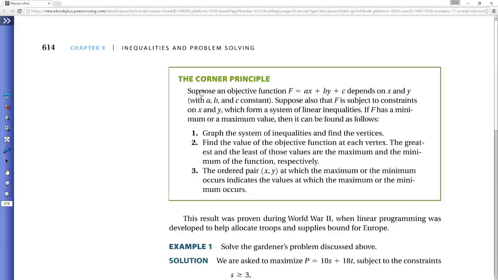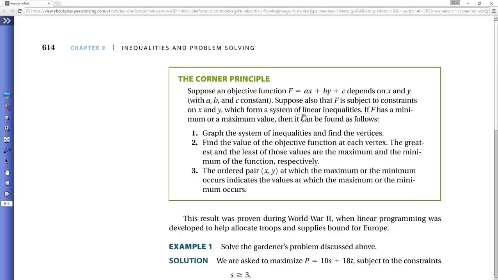And the corner principle: suppose that an objective function f. We're going to have this machine that's going to kick out values. That's what a function's like. And we have these inputs of x and y, in this case, with dependence on these x and y. And in this representation of this function, they're saying a, b, and c are constant. Suppose also that f is subject to constraints on x and y.